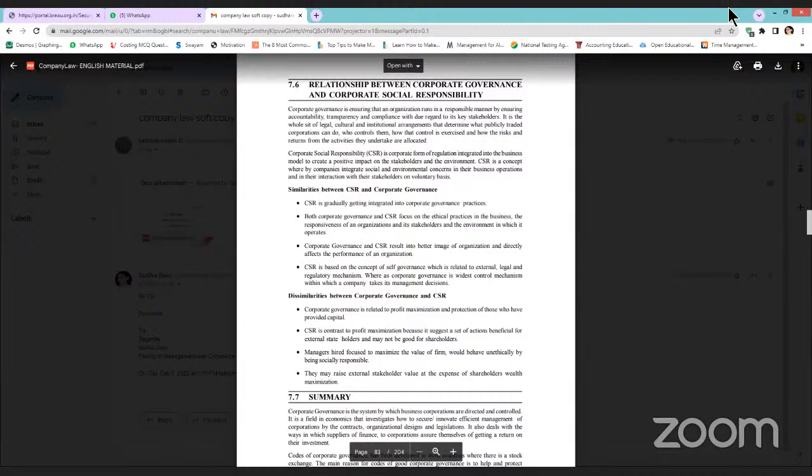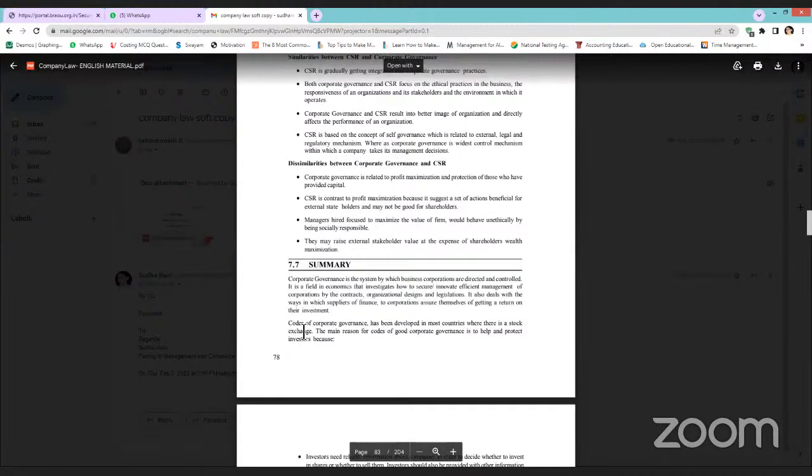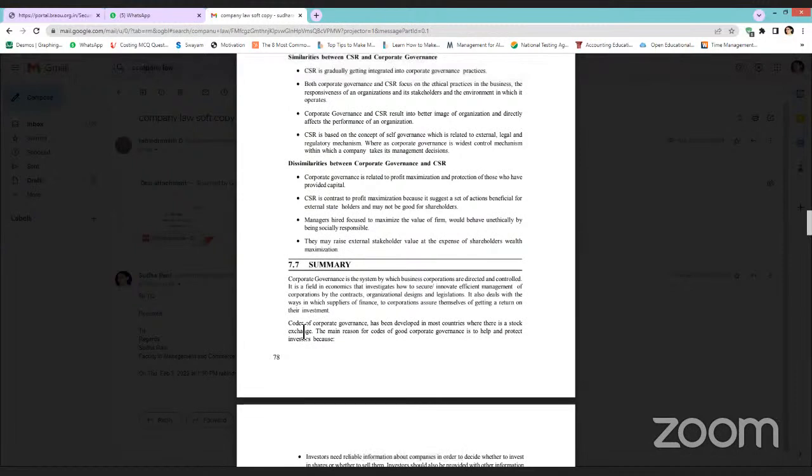Okay, so that is about similarities. Coming to the dissimilarities, corporate governance is related to profit maximization and protection of those who have provided capital. Why corporate governance? When you have a structured executive body, your goals can be achieved. Your challenges can be understood and predicted, and accordingly you can develop plans and achieve them. So corporate governance is with relation to profit maximization of the shareholders.